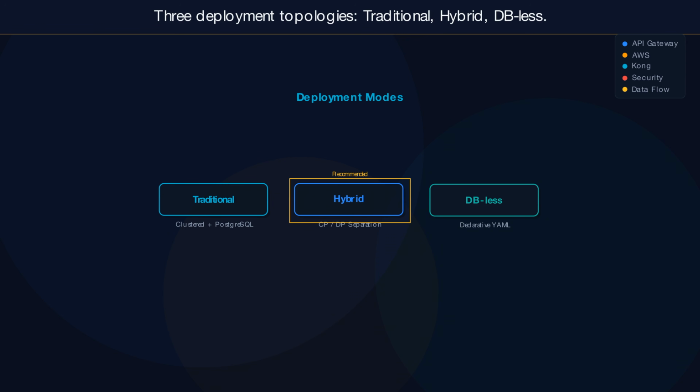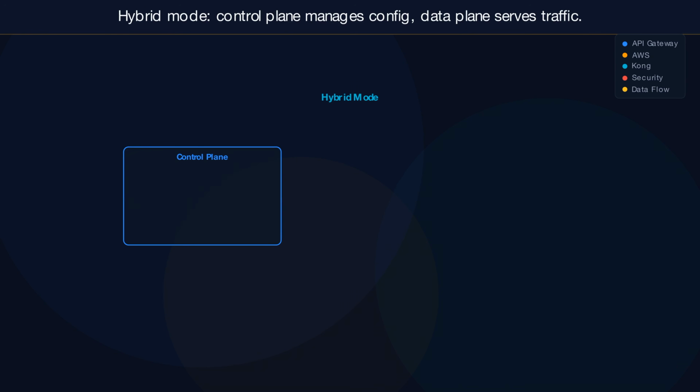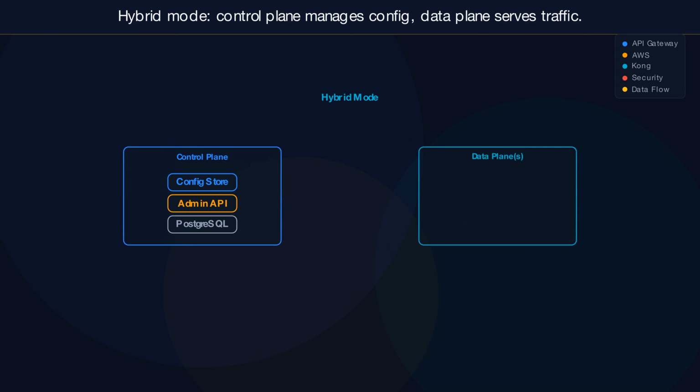Hybrid. The recommended mode separates control plane from data plane. DB-less, purely declarative YAML configuration, no database at all. Perfect for GitOps workflows. Hybrid mode in detail. This is the production-grade topology.